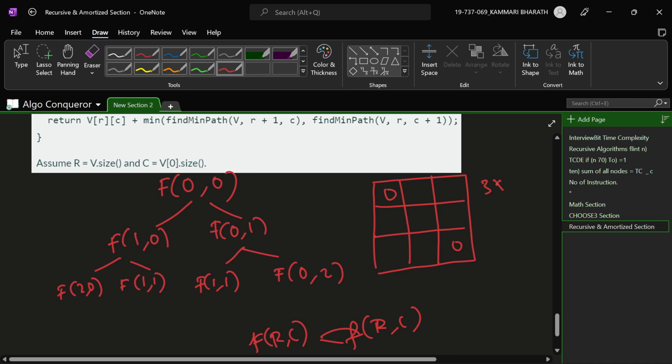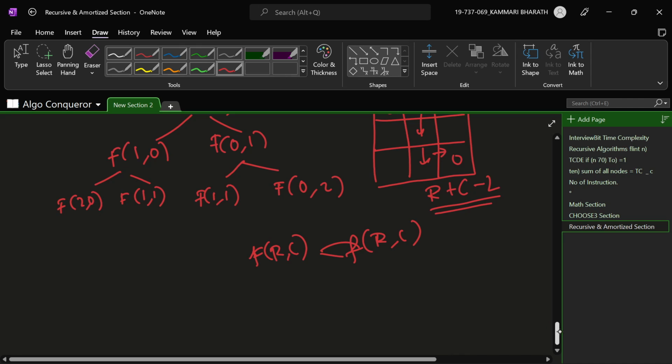This is a 3 by 3 matrix. How many steps will we take? You can either go from here, then here, and here, and then here. How many steps did you take? There are 4 steps, which is nothing but r plus c minus 2. These many steps you have taken to get to the last bottom right cell.